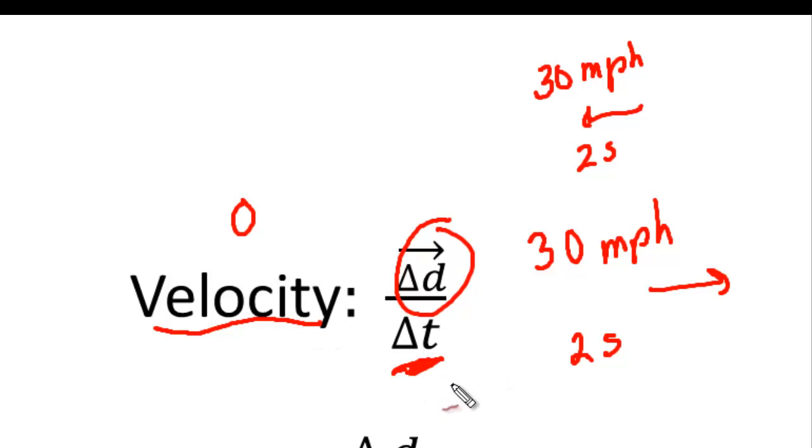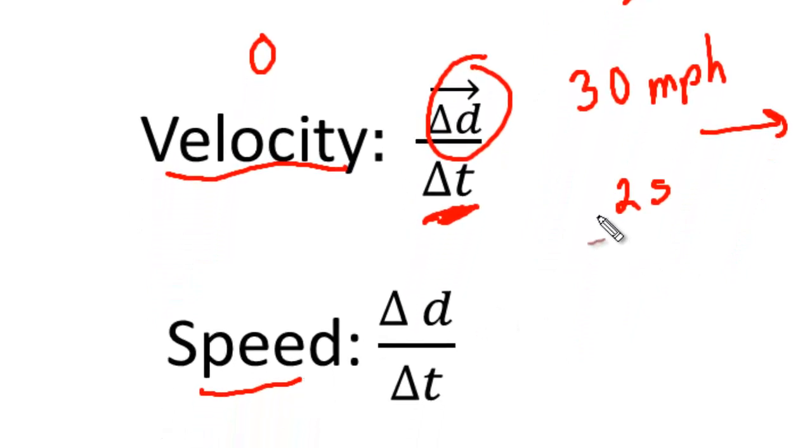We don't see it very often unless you're on a circular track. Speed, on the other hand, doesn't matter whether you're going east or west. So in this case, it would always be 30 miles per hour. We tend to use the words velocity and speed interchangeably in our everyday language. But especially in this chapter, it makes a big difference. You have to be careful which one you're talking about.